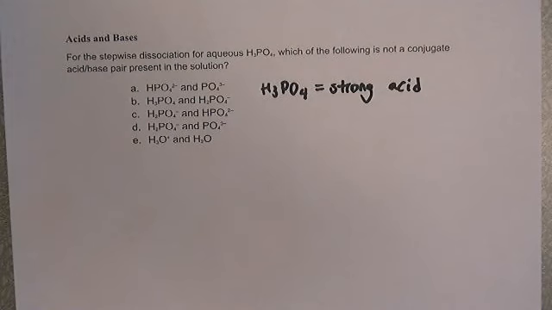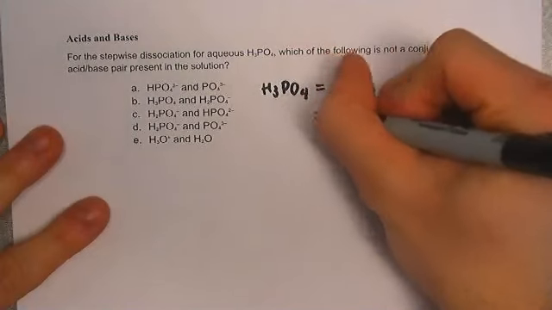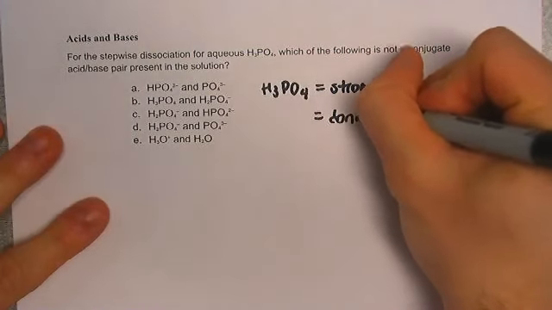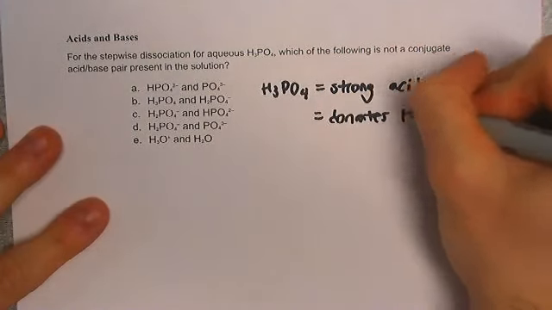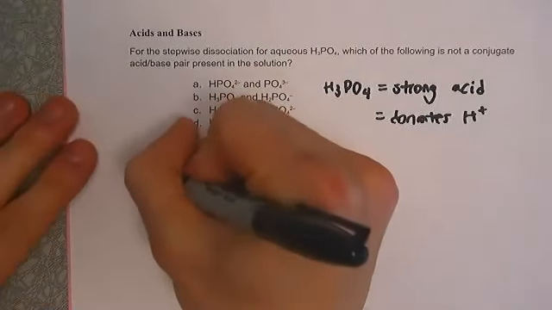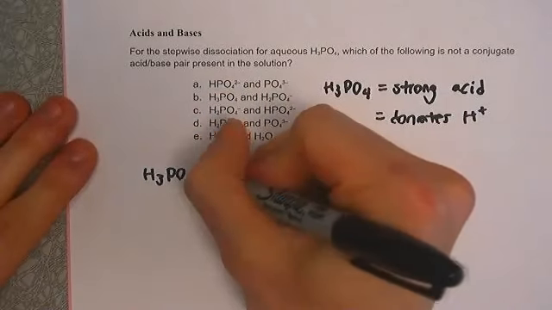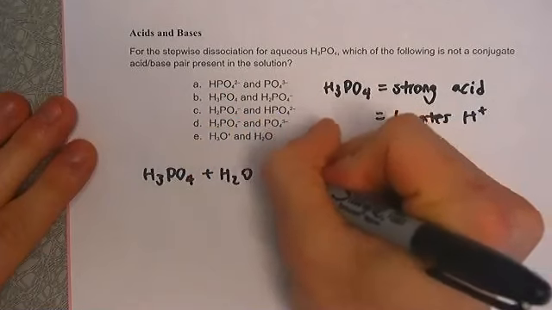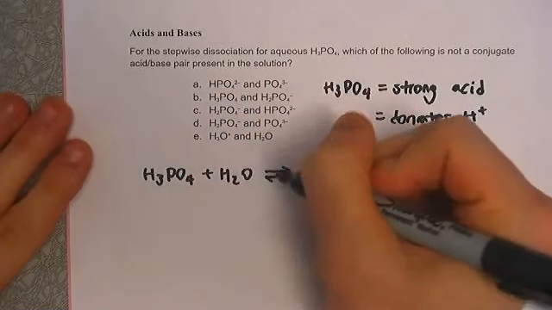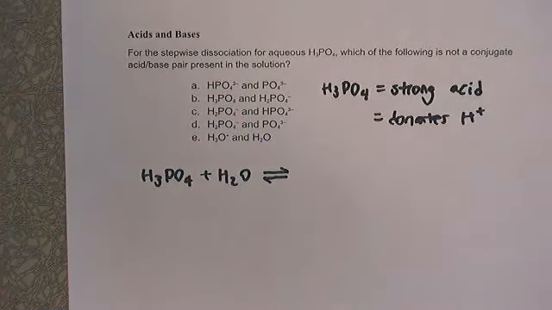What does it do? It donates a proton, right? Strong acids donate protons, and the bases would receive or accept the protons. So let's write that down as well. It donates a proton or an H+. It's the same thing. A proton and H+ are the same. So we have H3PO4, and it's aqueous, so it's reacting in water, right? What is this going to make? Let's think about this.